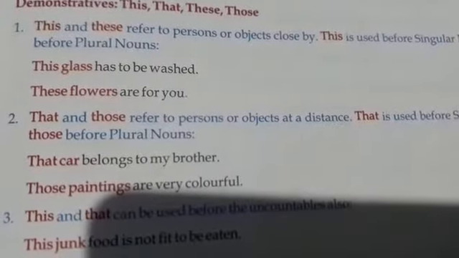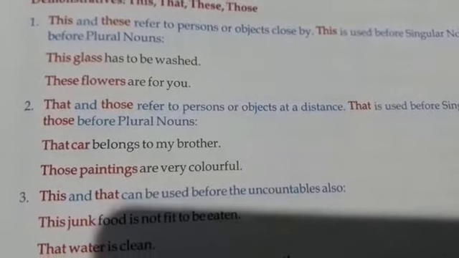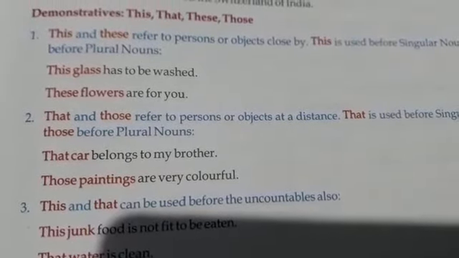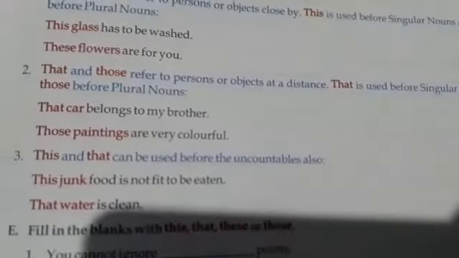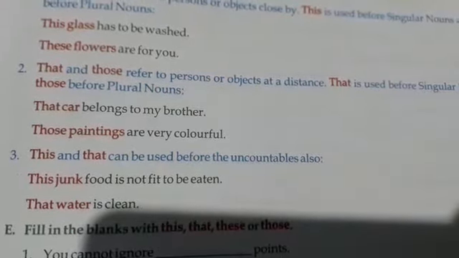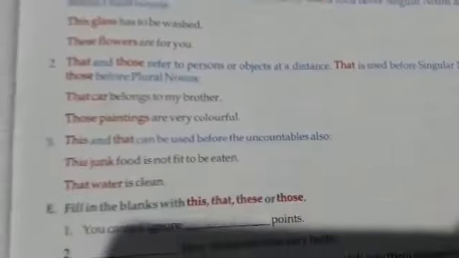This glass has to be washed. These flowers are for you. That and those refer to persons or objects at a distance. That is used before singular nouns and those before plural nouns. That car belongs to my brother. Those paintings are very colorful.